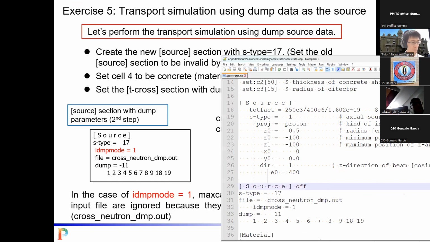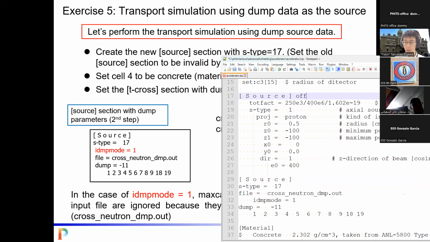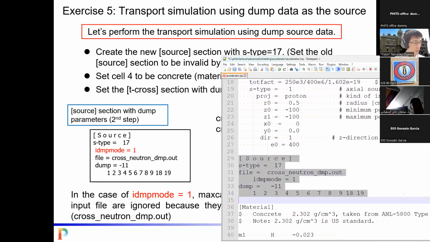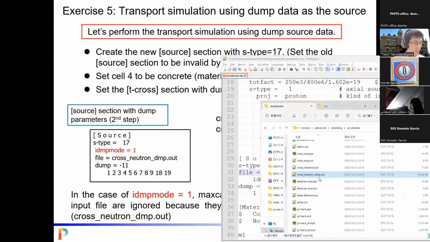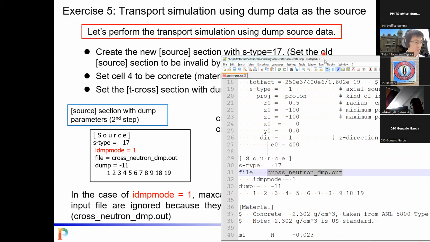This time, we use the second source section here. And this is a source section to use dumped source, whose file name is cross-neutron dump.out. This is exactly what we have created in this folder. So we use this file as a source. This is the meaning of this source section.